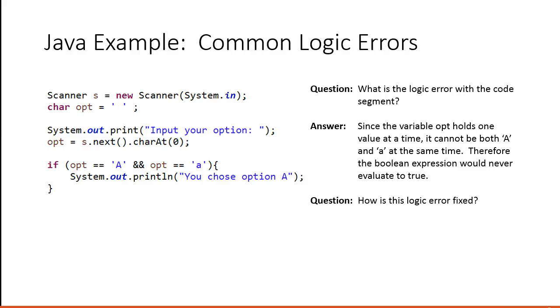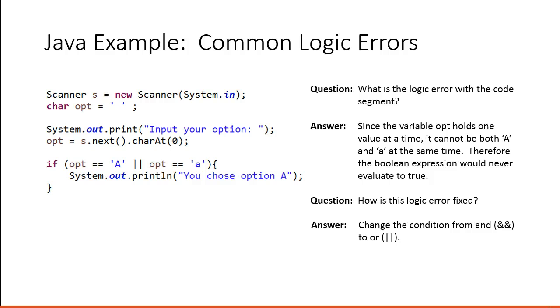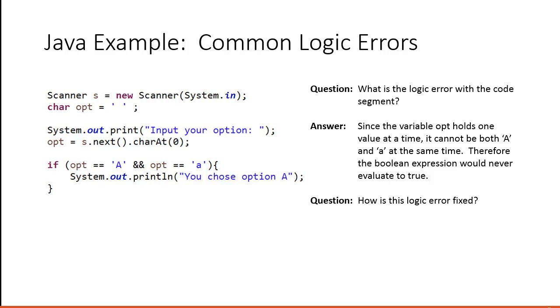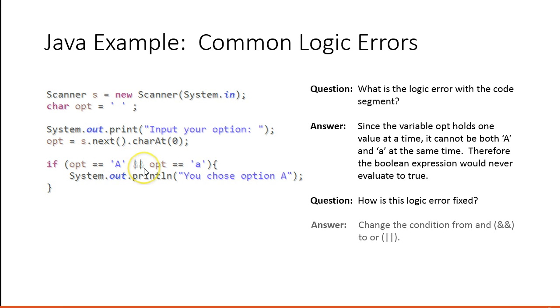So how do we fix this logic error? We make it or. Watch right here. Ready? It becomes or. So you're going to find as you start using these and and or operators, you're going to have to watch for logic errors. Those are really annoying errors: your program will run, it just won't run properly.